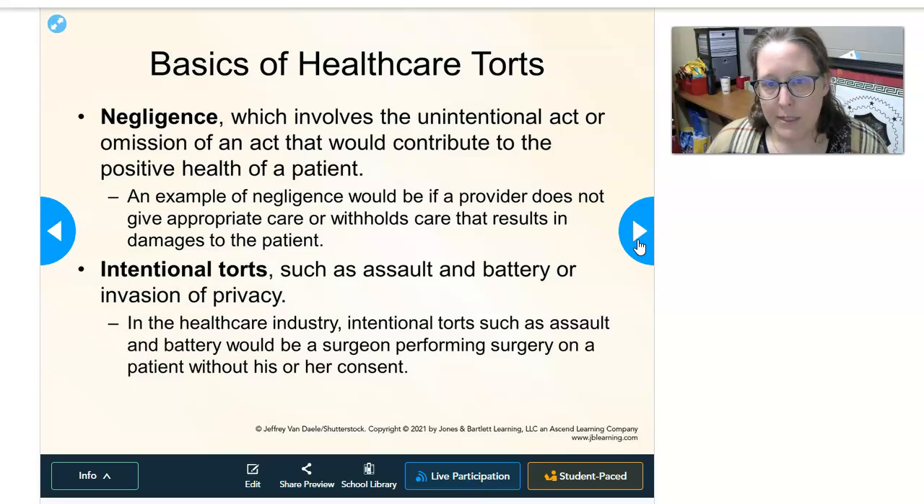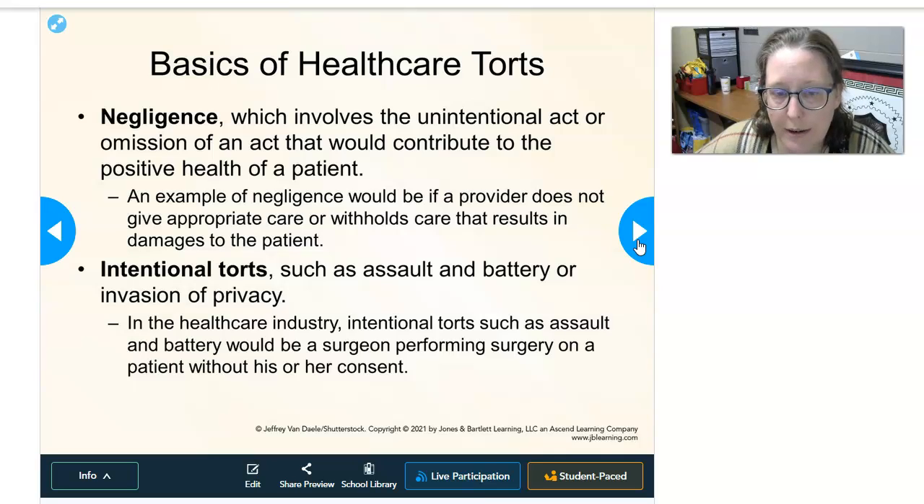All right, so let's look at basics of healthcare torts. Negligence involves the unintentional act or the omission of an act, so forgetting to do something that would contribute to the positive health of a patient. So you either unintentionally harmed your patient because you forgot something. Omission would be forgetting something, or you unintentionally did something that, again, affected them. An example of negligence would be if a provider does not give appropriate care or withholds care that results in damages to the patient.